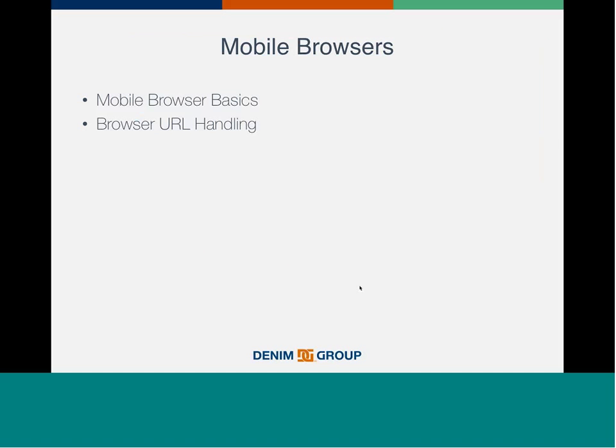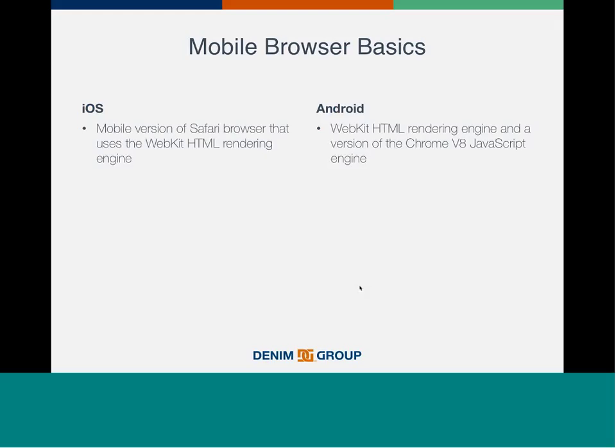And so, again, from a mobile browser basic standpoint, iOS gives you a mobile version of Safari that sits on top of the WebKit HTML rendering engine. Those are controls that you can drop into parts, panes of your application, and tell it where to load that data in from. Android similarly has a WebKit HTML rendering engine and a version of the Chrome V8 engine. And so these allow you to render web content in a portion, or all if you make the web control big enough, of your application's user interface.